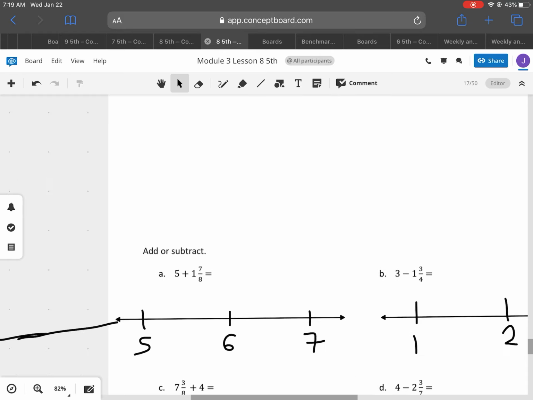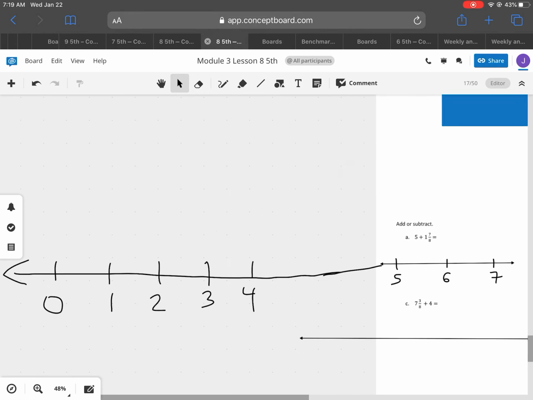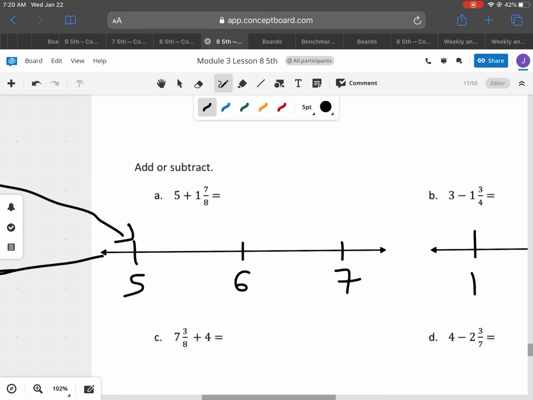And let's look at this first one. Now, this first one says 5 plus 1 and 7/8. Now the lesson has us draw a number line and then jump from the 0 to the 5 to add 5. Now, for me, I would just start off at the 5. Okay, so after we start off at the 5, what we're going to do is add 1. That's this part. Okay, so that's a plus 1.